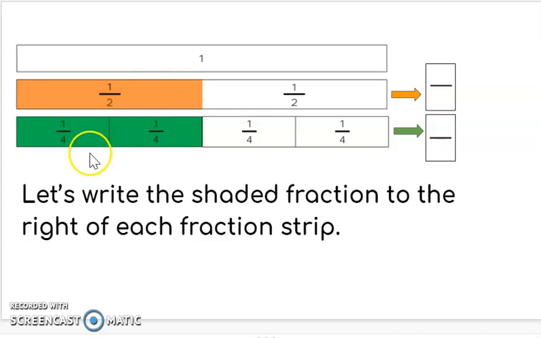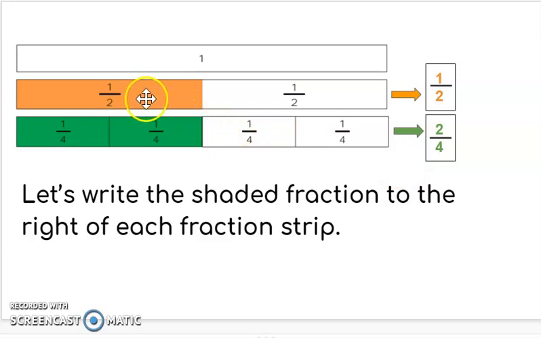Did you shade in 2 pieces like I did? Awesome. So here's our next step. Let's write the shaded fraction to the right of each fraction strip. Take a minute, write that on yours first. So think about what fraction we have shaded on this strip, and what fraction we have shaded in on this strip. Hopefully you found the same answers that I did.